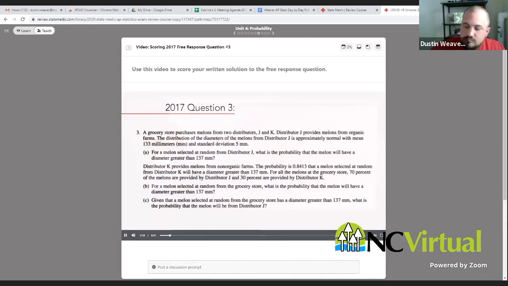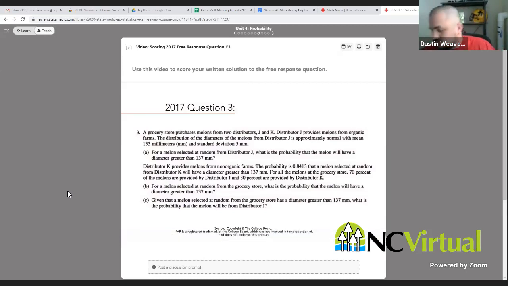A grocery store purchases melons from 2 distributors, J and K. Distributor J provides melons from organic farms. The distribution of the diameters of the melons from distributor J is approximately normal, with a mean of 133 millimeters and a standard deviation of 5 millimeters. Part A. For a melon selected at random from distributor J, what is the probability that the melon will have a diameter greater than 137?